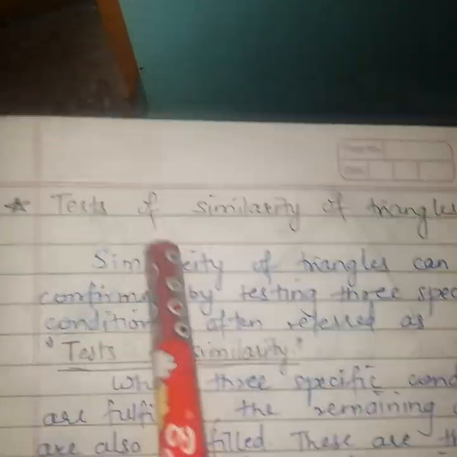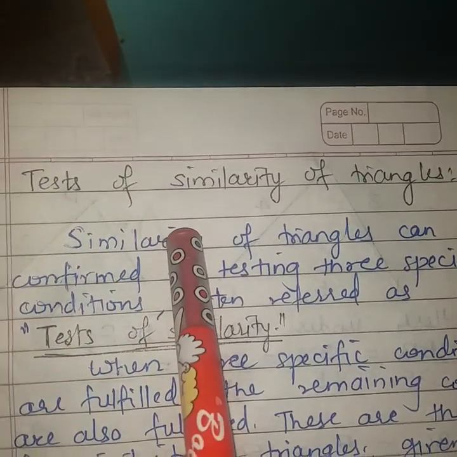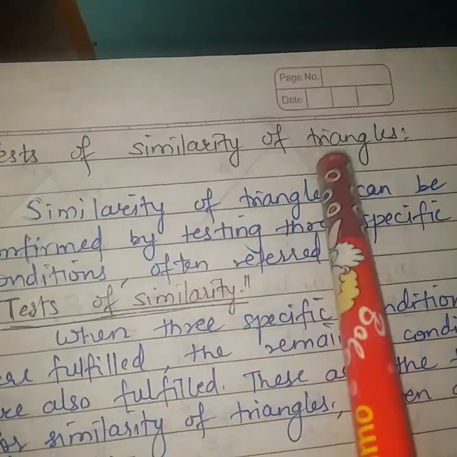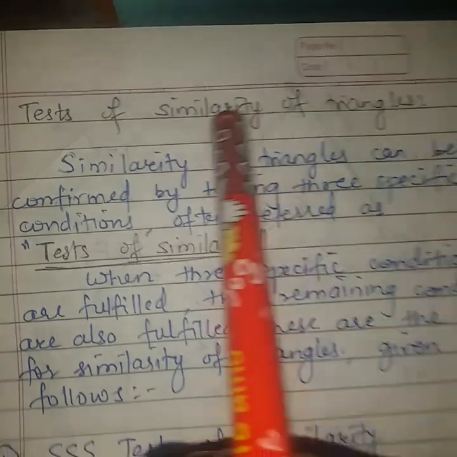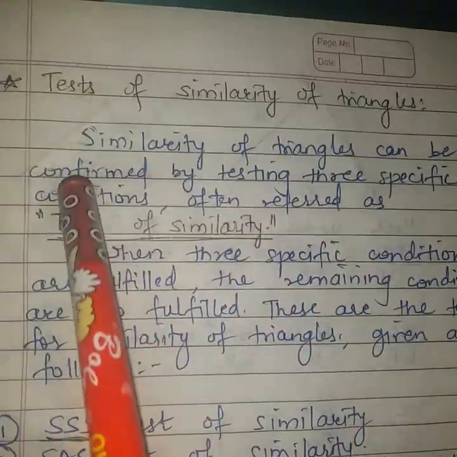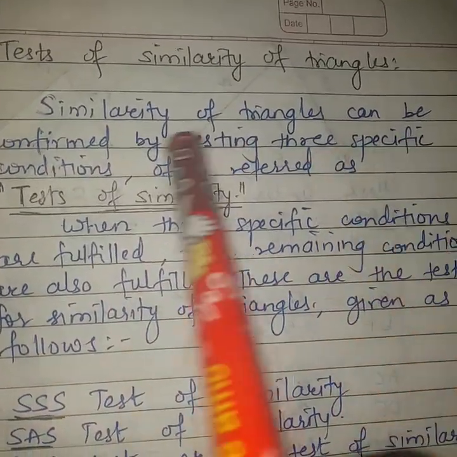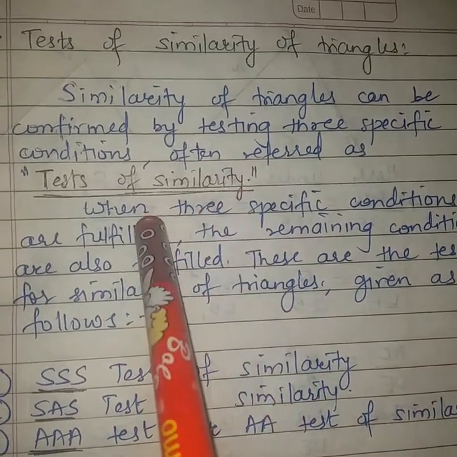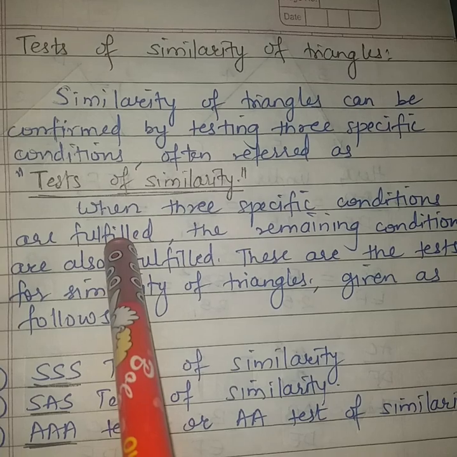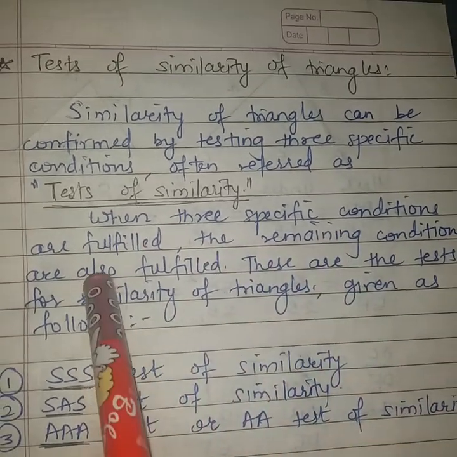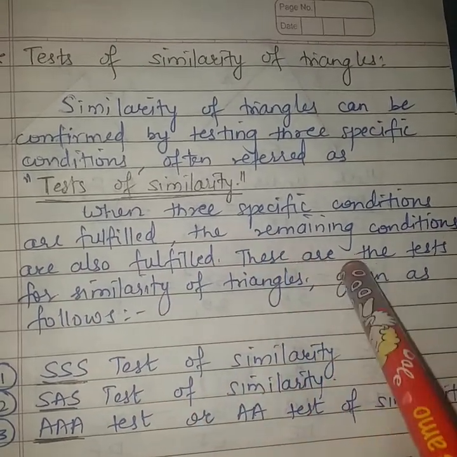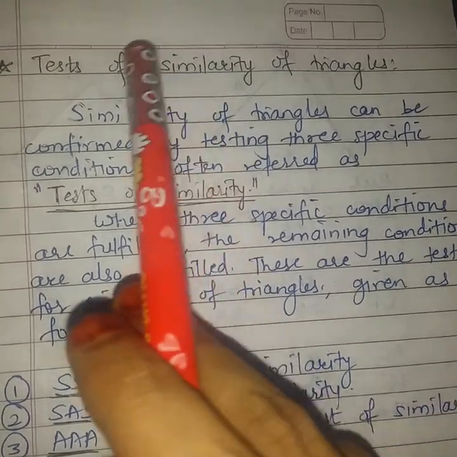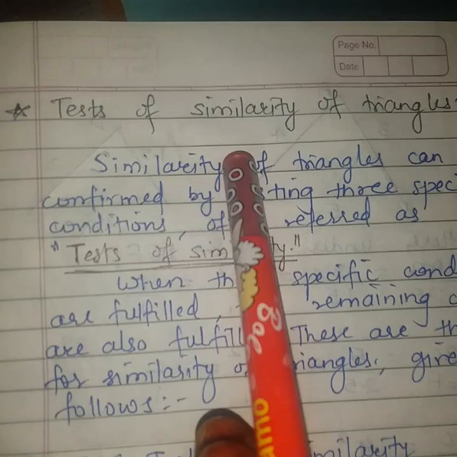Moving further to the topic of your 10th standard, which we are going to study in detail, that is tests of similarity of triangles. Similarity of triangles can be confirmed by testing three specific conditions, often referred to as tests of similarity. When three specific conditions are fulfilled, the remaining conditions are also fulfilled. These are the tests for similarity of triangles given as follows.